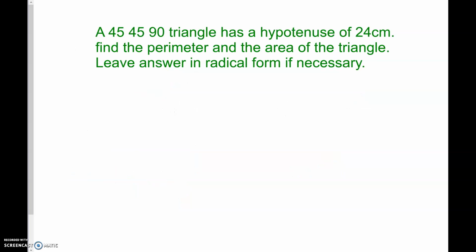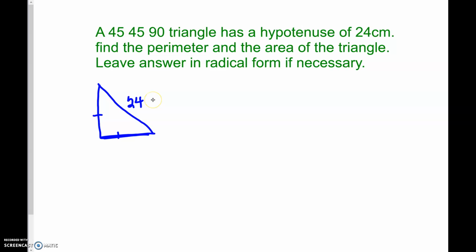All right, last one here. A 45, 45, 90 triangle has a hypotenuse. All right, so we have a 45, 45, 90 triangle. These are congruent. Has a hypotenuse of 24. Find the perimeter and the area. All right, so we need to find the length of one leg.